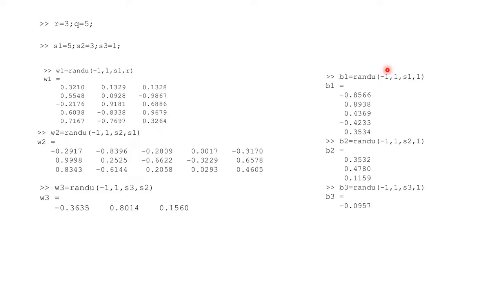The biases: S1 is 5, so there are 5 neurons in the first layer, so the biases must be a 5 by 1 vector. There are 3 neurons in layer 2, so B2 has to be 3 by 1. There's 1 neuron in layer 3, so the B3 vector is just a scalar, a 1 by 1.